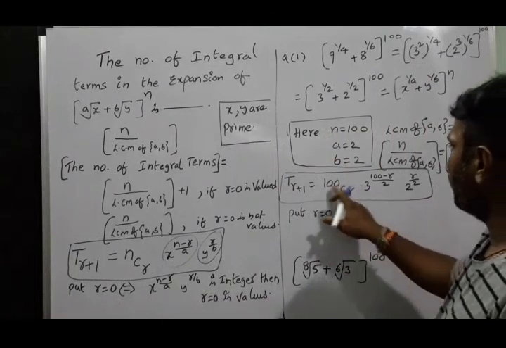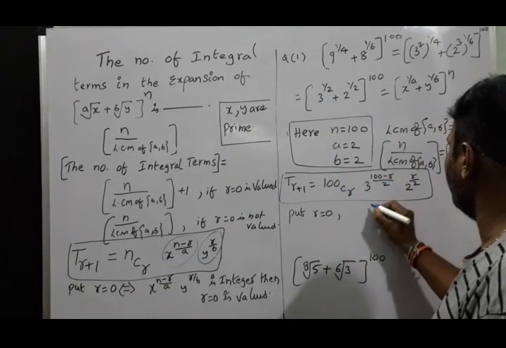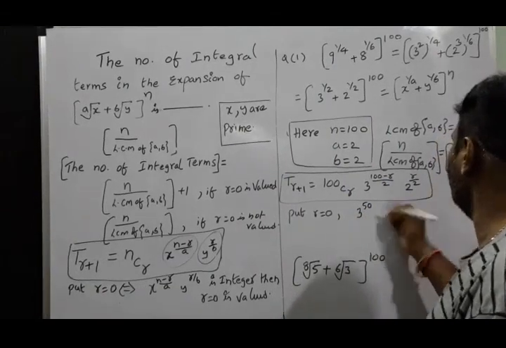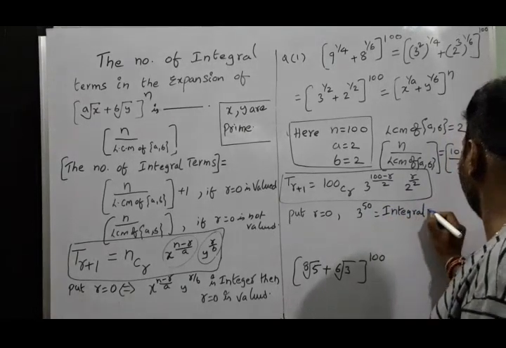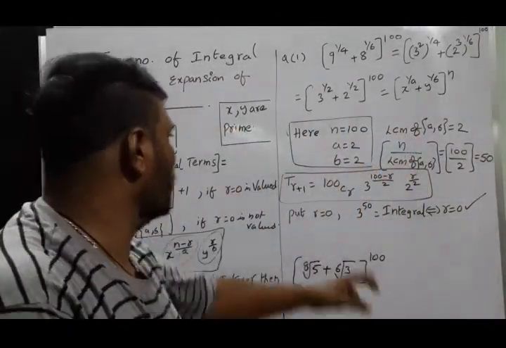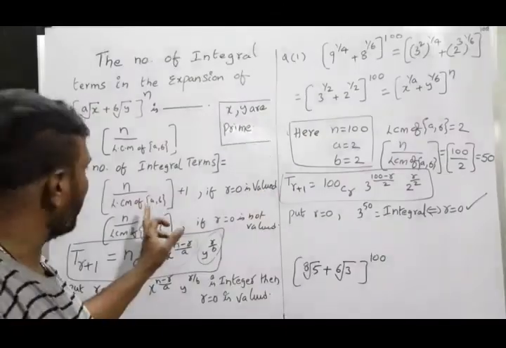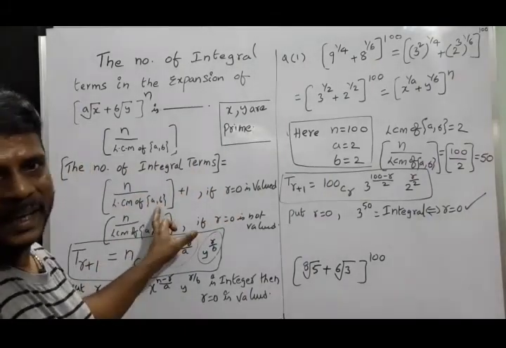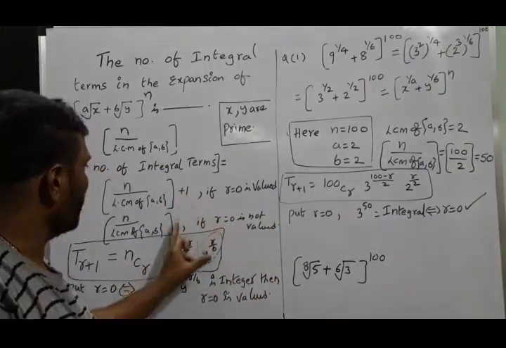By substituting r is equal to 0, we are getting 100 C 0 is 1, 3 power 100 by 2 is 50, 2 power 0 is 1, which is an integer. This implies r is equal to 0 is valid. Whenever r is equal to 0 is valid, you have to take the number of integral terms as floor of n by LCM of a, b plus 1. If r is equal to 0 is not valid, don't take plus 1 here.